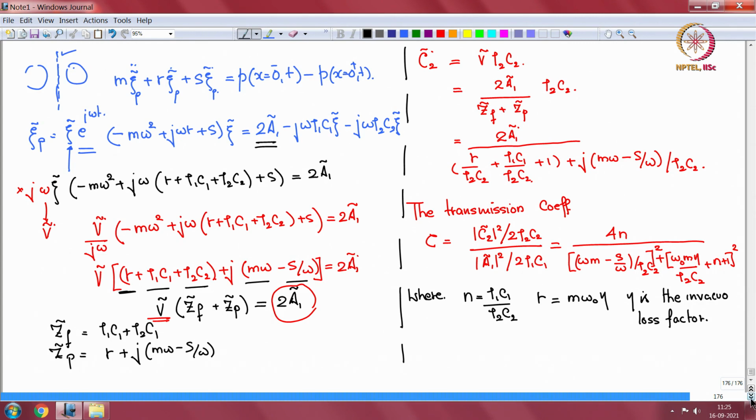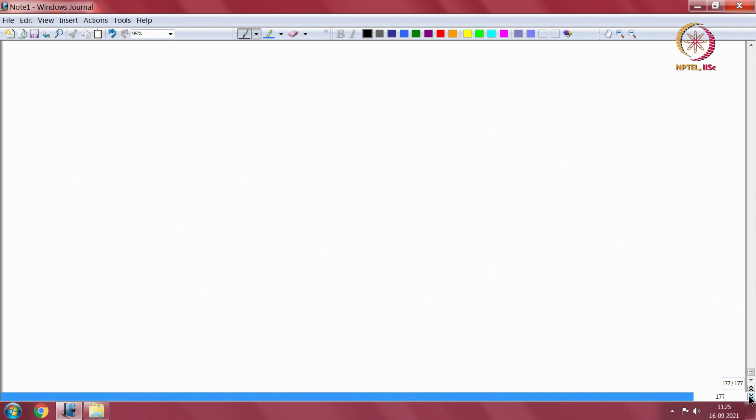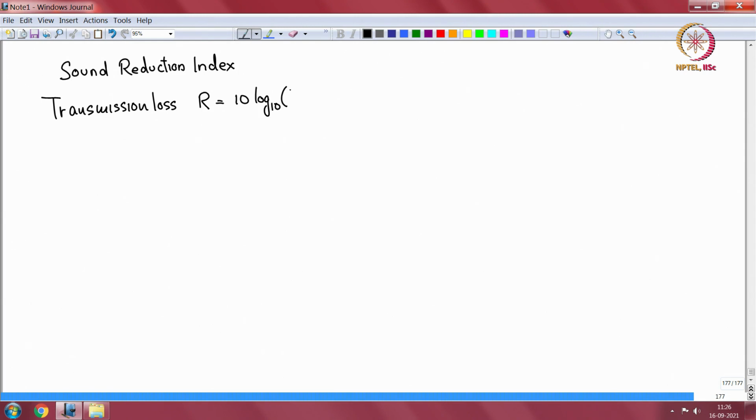One more thing, that is, we will talk about the sound reduction index, or more commonly known as transmission loss, symbolized by R as 10 log to the base 10 of 1 over tau, and it comes in decibels.